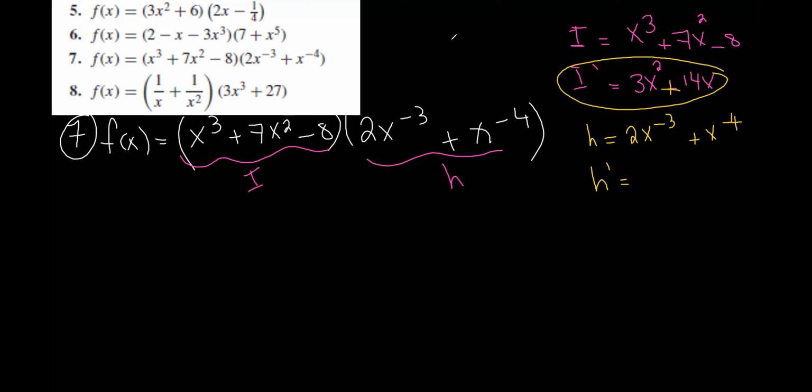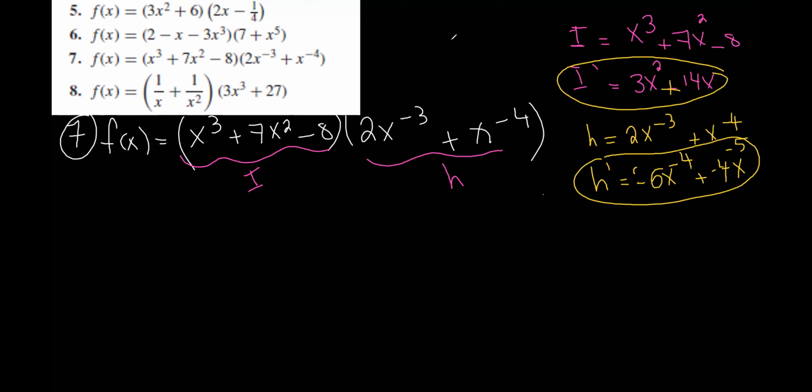Now h prime is negative 6x to the negative 4, plus negative 4x to the negative 5. Thank you so much. This is now h prime.